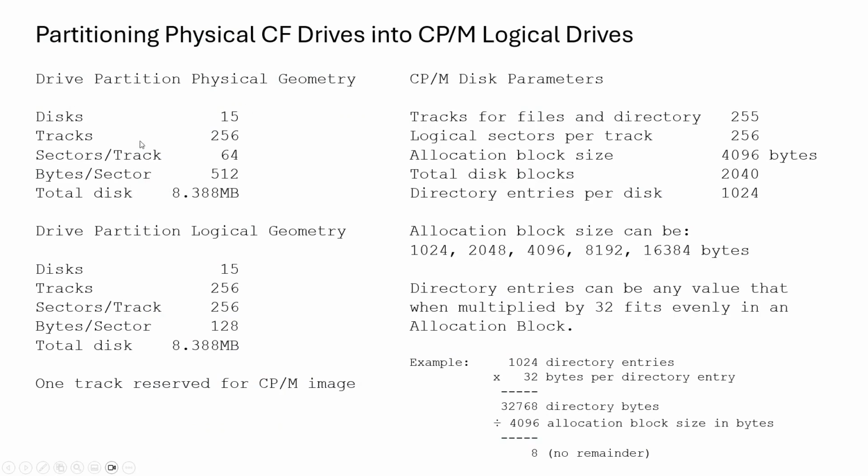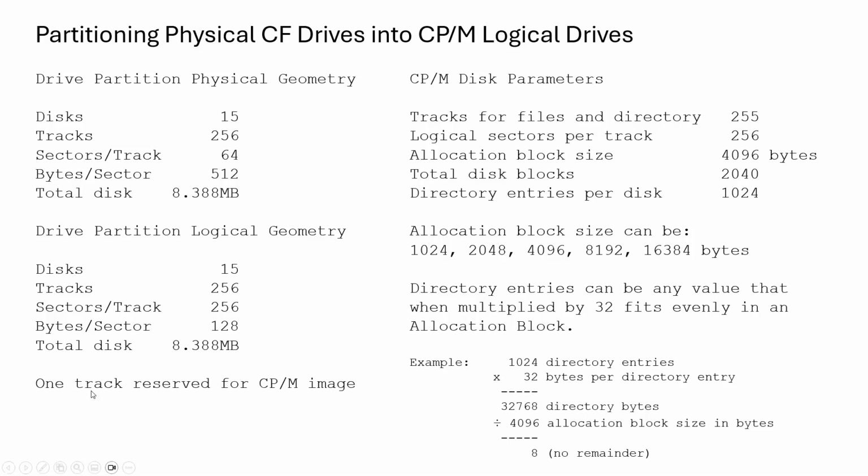Now we need just to review what the physical space looks like and what the logical space will look like. The physical disk geometry, I'll have 15 disks, 256 tracks per disk, 64 physical sectors, 512 bytes per sector, which gives me about 8.38 megabytes per disk. But using the CP/M deblocking algorithms, I'll have 15 logical disks, 256 logical tracks, 256 logical sectors of 128 bytes each, still giving me around 8 megabytes per disk.